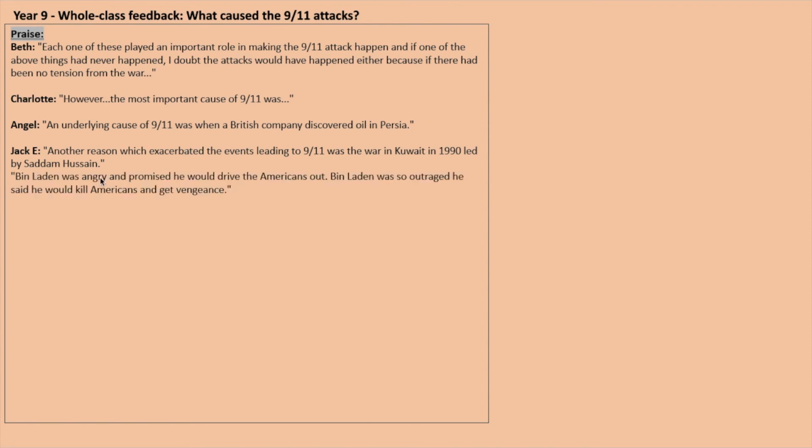Fantastic. Another great one from Jack, talking about the increasing anger of Osama bin Laden and his determination and outrage, which propelled him to want to get revenge. I just thought that was a really powerful sentence. Jack, a really great generalisation which captures the complexity. So starting your essay with, "I think the main reasons that caused 9/11 were suspicion, hatred and greed." Three words which capture so much in this entangled web of what causes the 9/11 attacks.